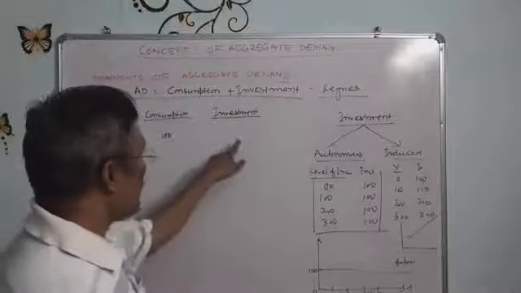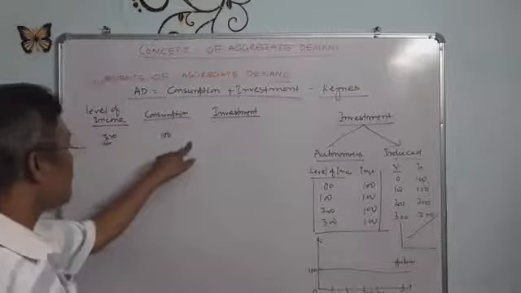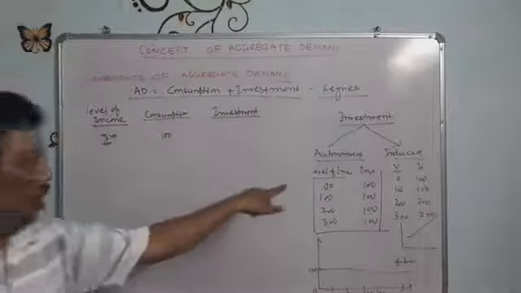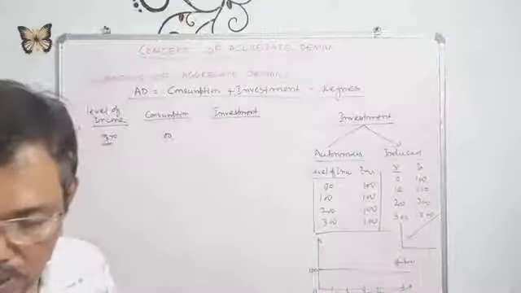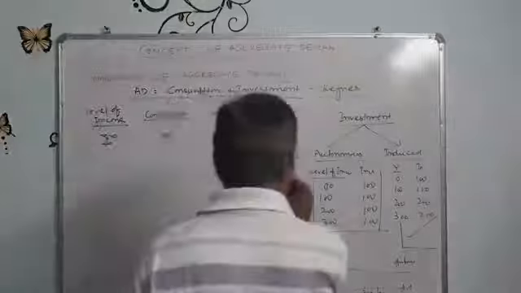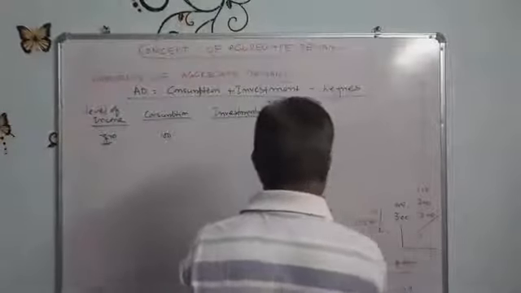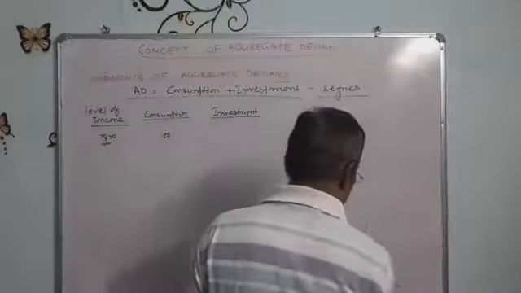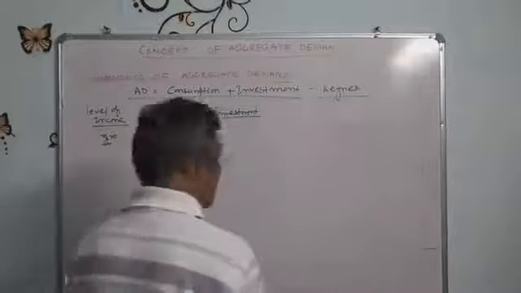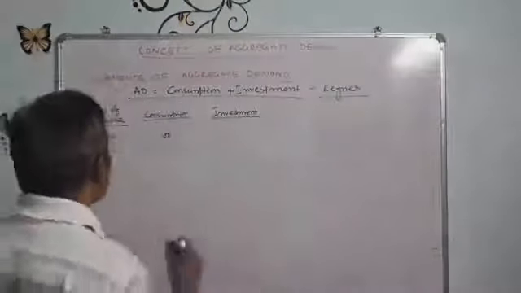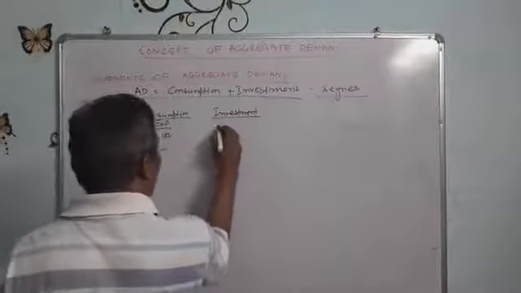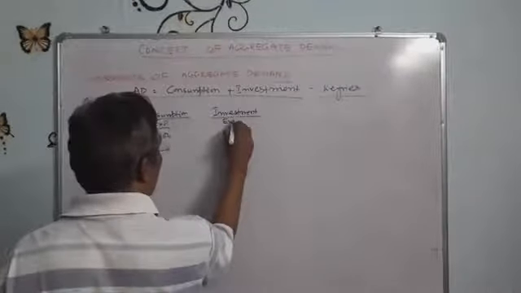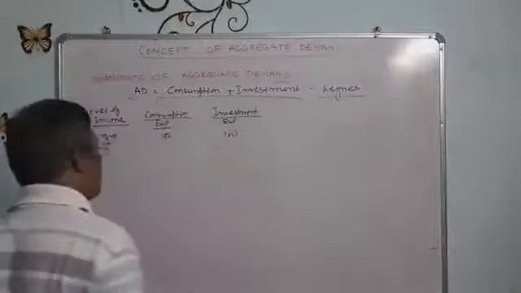In our analysis, we will discuss autonomous investment. So investment expenditure will always be the same. That is called autonomous investment. So when consumption expenditure is 100 rupees, the investment expenditure will also be 100 rupees.